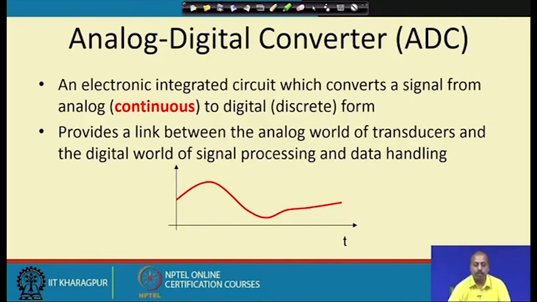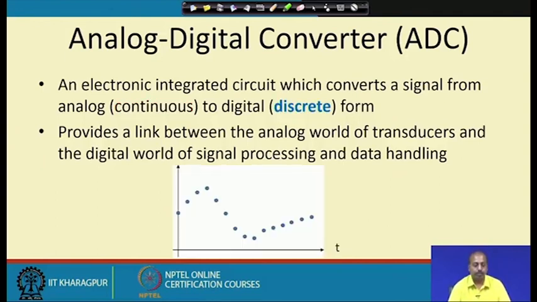Once we have some physical data converted into an electrical signal, that physical data may be temperature, pressure, some gas or whatever. There can be different types of physical quantity that we would like to measure, and that is converted into some electrical signal by means of the transducers, and then it is converted into a digital signal. So, they are now handled by the computers or other digital signal processing equipments, and the data is handled accordingly in the digital form.